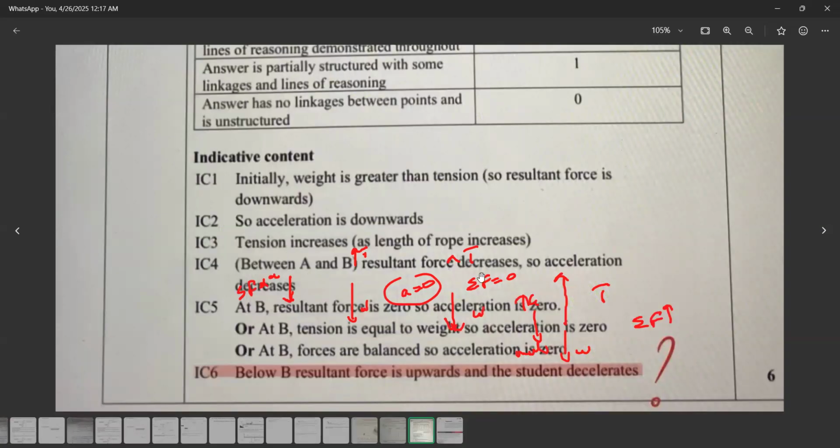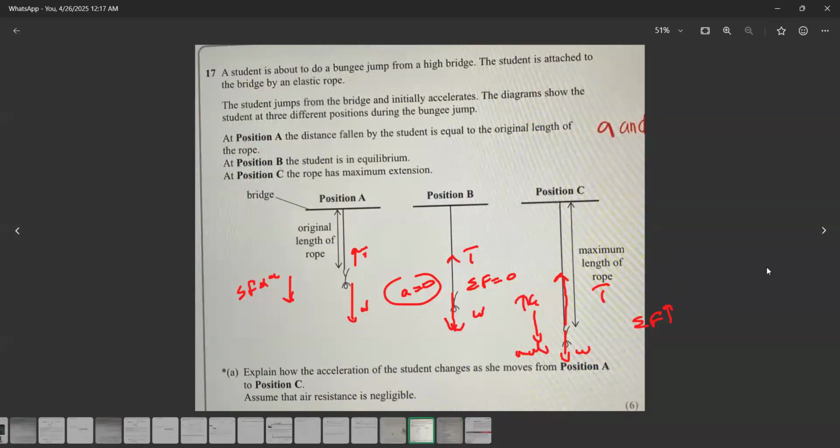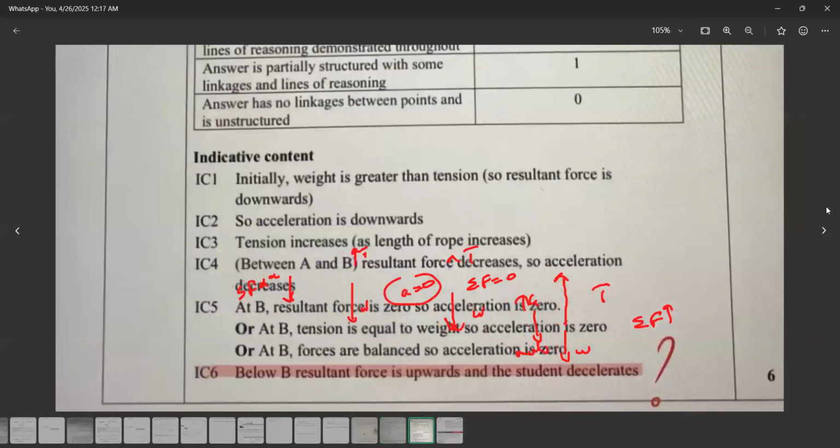So from A to B, the resultant force is decreasing. Why is the resultant force decreasing? Because the tension is increasing. It's the same concept as a skydiver jumping without a parachute. Initially, his weight is acting downward, then the air resistance acts upward, which causes the resultant force to decrease. And at point B, he will not have any resultant force, or no acceleration. And below B, what will happen? The rope is stretching more, so the tension is more than the weight, so he will start to decelerate.